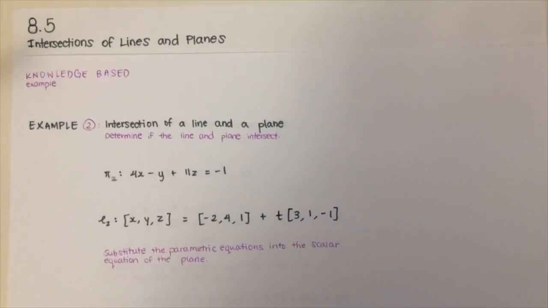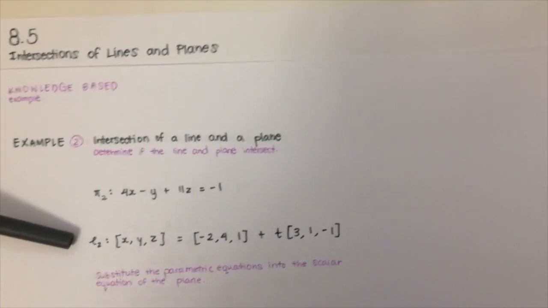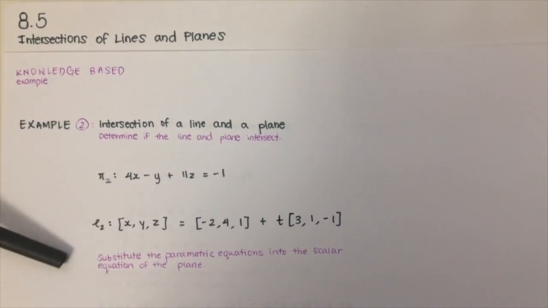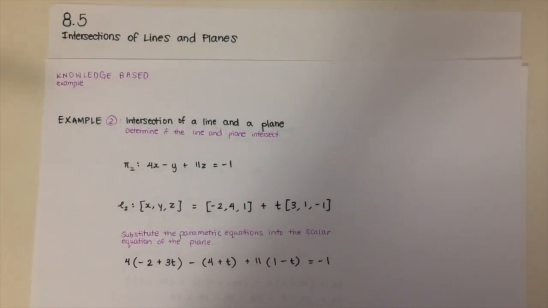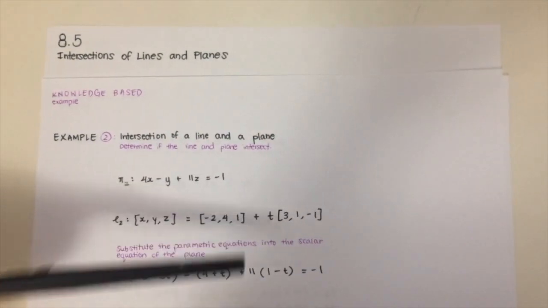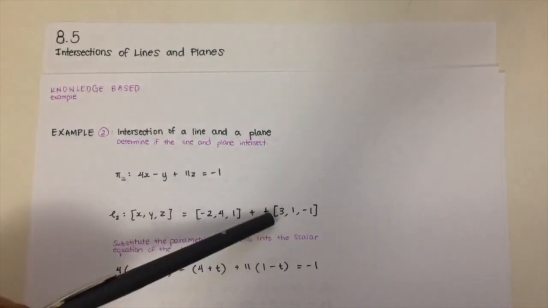Now let's do a second knowledge-based example. Here's a scalar equation given, and here's a parametric equation. You will do the same as you did in the first example by subbing the parametric equation into the scalar equation. For this equation, you aren't given the parametric equations, but you are given the coordinates. So start off with the x value. You have to use the x values in the 2 coordinates.